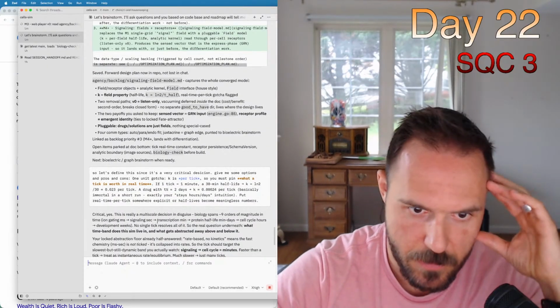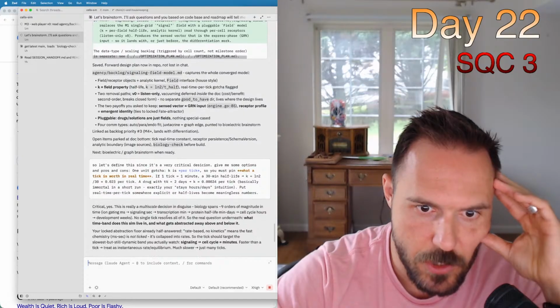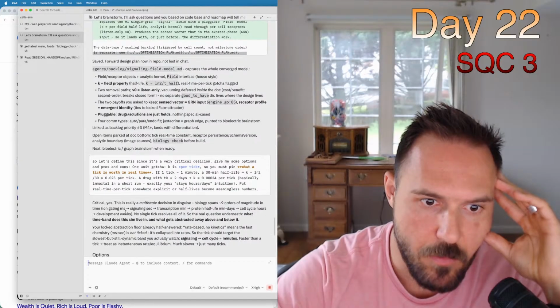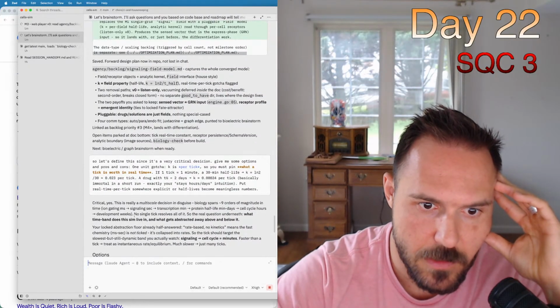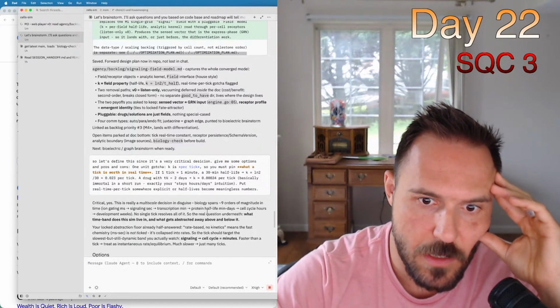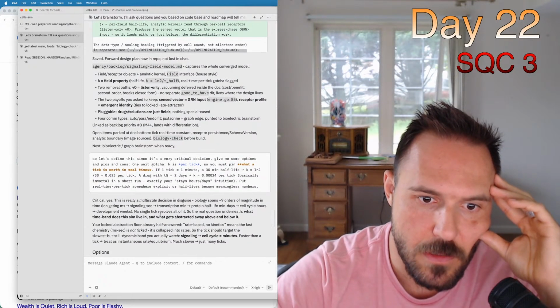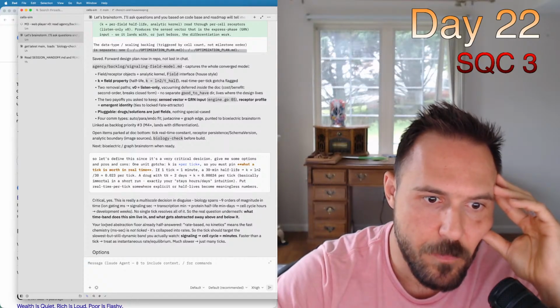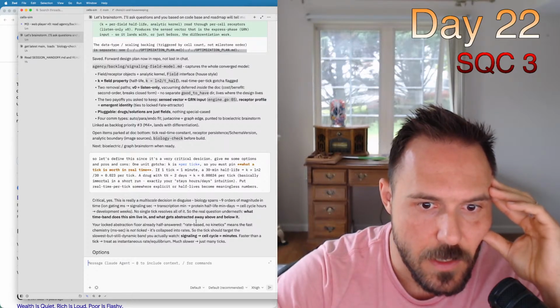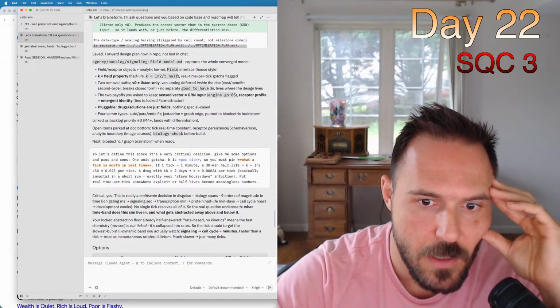Critically, this is a real multi-scale decision in disguise. Biology spans nine orders of magnitude in time. Ion gates in milliseconds. Signals in seconds. Transcription in minutes. Protein half-life in days. Cell cycle hours. Development weeks. No single tick resolves all of it. So the real question underneath: what time band does the sim live in, and what gets abstracted away above and below it?